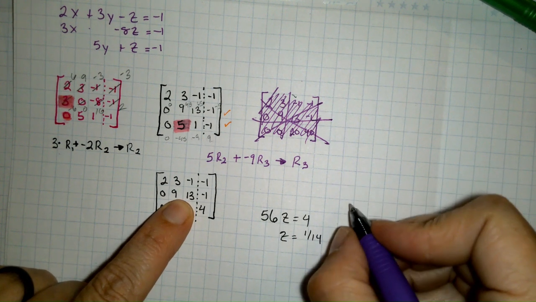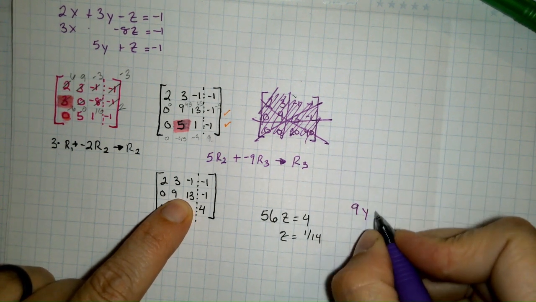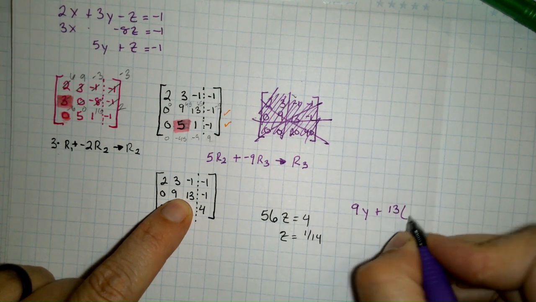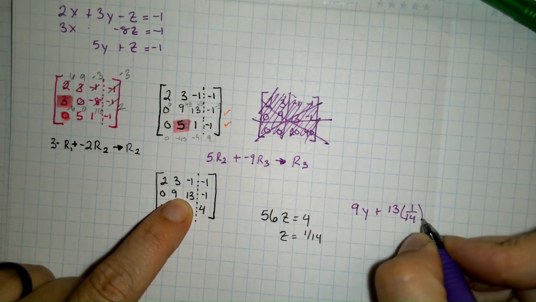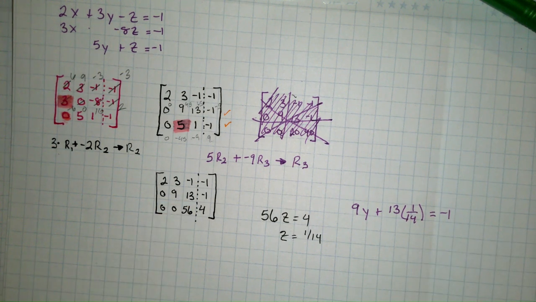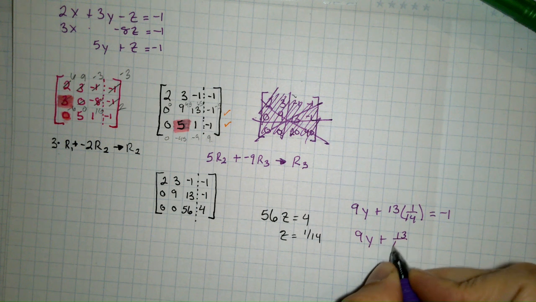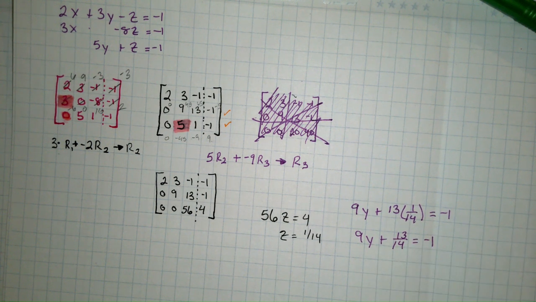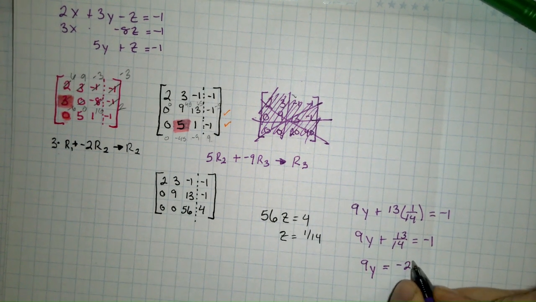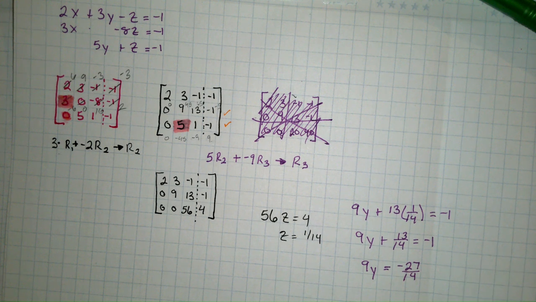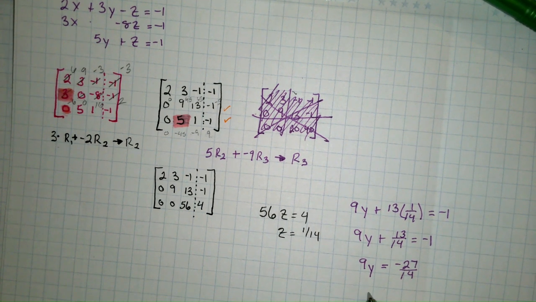Okay, moving up. 9y plus 13 times 1/14, because that's z, equals -1. So that gives us 9y plus 13/14 equals -1. So subtract that 13/14 over. We get -27/14. Divide by 9, we get -3/14.